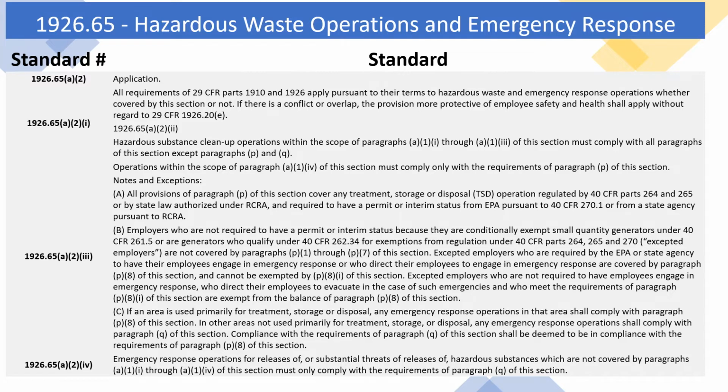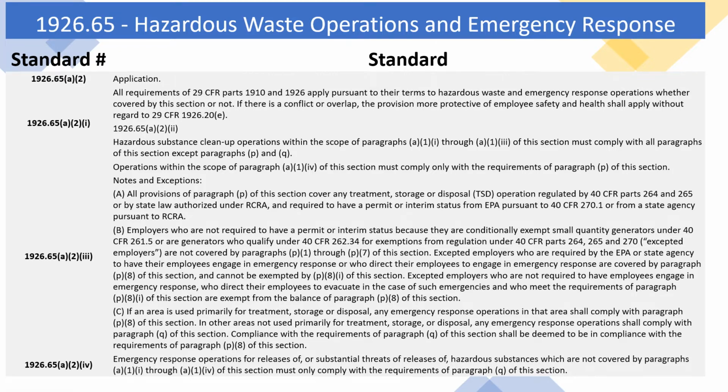1926.65(a)(2)(ii) Hazardous substance cleanup operations within the scope of paragraphs (a)(1)(i) through (a)(1)(iii) of this section must comply with all paragraphs of this section except paragraphs (p) and (q). 1926.65(a)(2)(iii) Operations within the scope of paragraph (a)(1)(iv) of this section must comply only with the requirements of paragraph (p) of this section. Notes and exceptions.